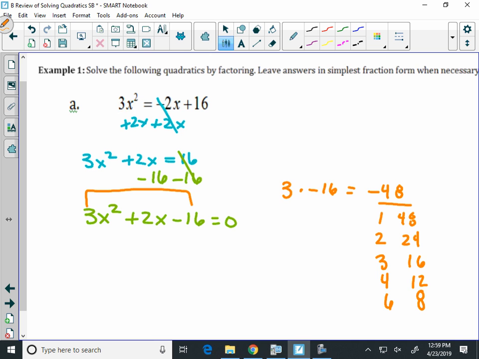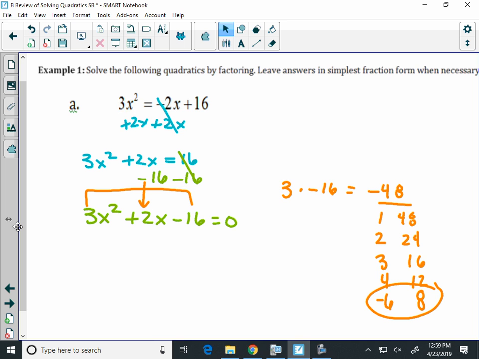So I have to look at my list of factors and figure out which one of those sets is going to combine to give me my middle number 2. And those two numbers are 6 and 8. But they have to combine to give me a positive 2. So that means 6 has to be negative and 8 has to be positive. Negative 6 times 8 gives me a negative 48. Negative 6 plus 8 gives me a positive 2. So that's going to be my middle.